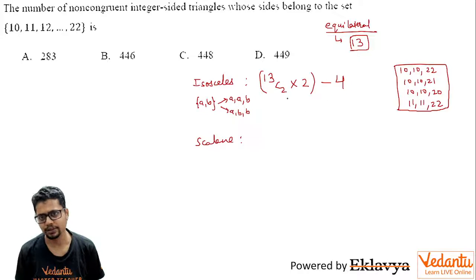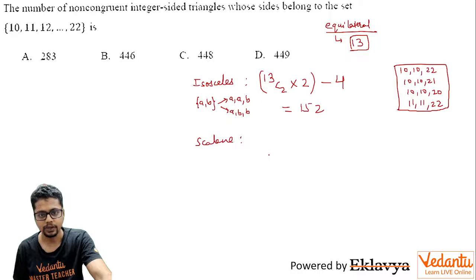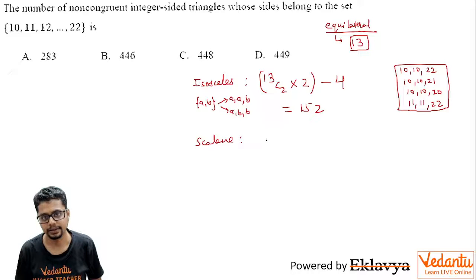And what about scalene? You can evaluate this also, by the way. 13 multiplied by 12 is 156, minus 4, I believe. 152 it is. Now what about scalene triangles?